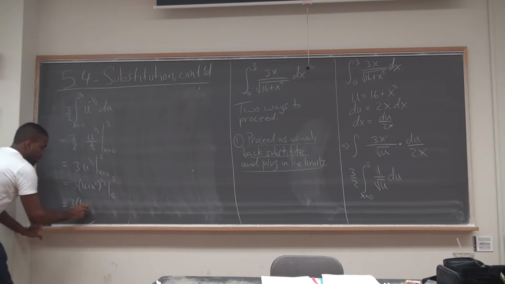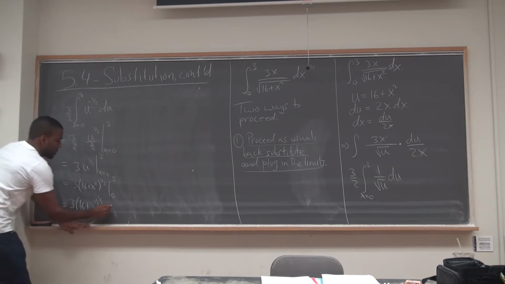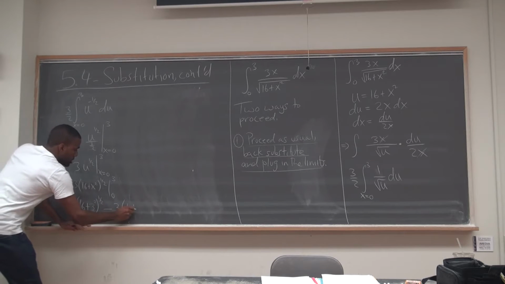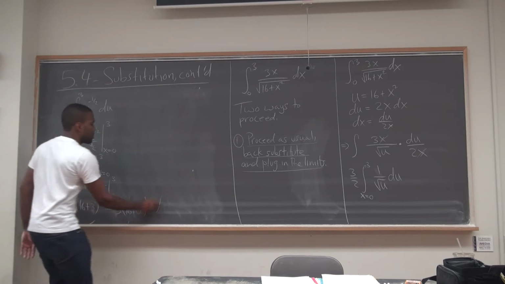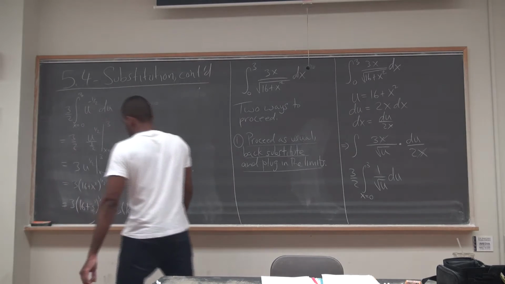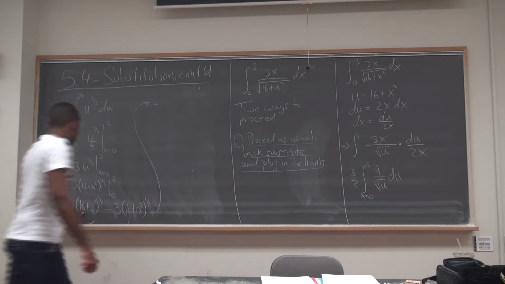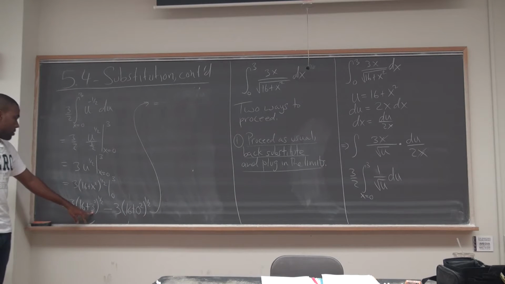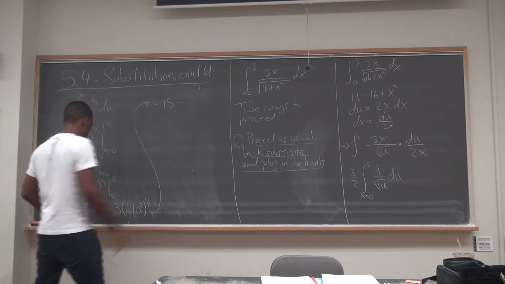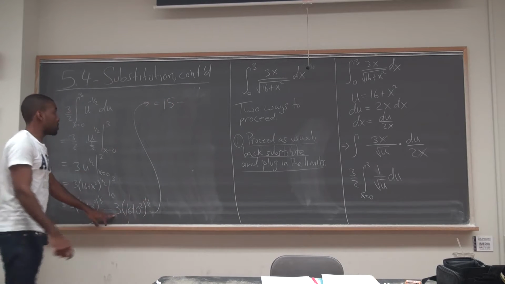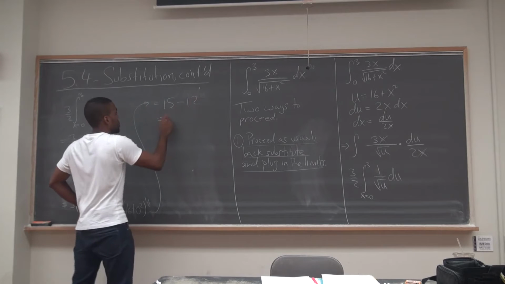So I plug in the 3, I get 16 plus 3 squared to the 1/2 minus 16 plus 0 squared to the 1/2. That's 16 plus 9, that gives me 25 to the 1/2, that's 5 times 3, that's 15. And 16 to the 1/2 is 4 times 3 is 12. So that's it.